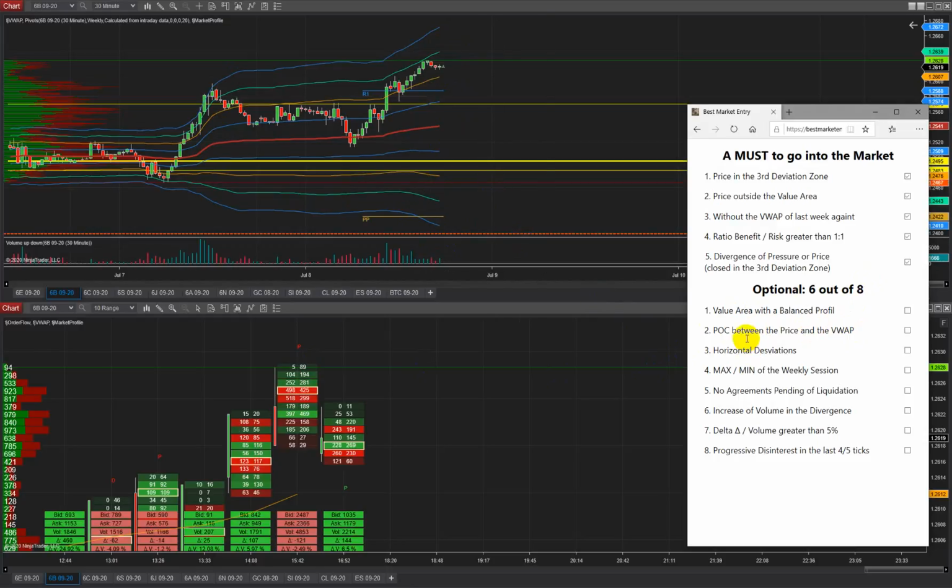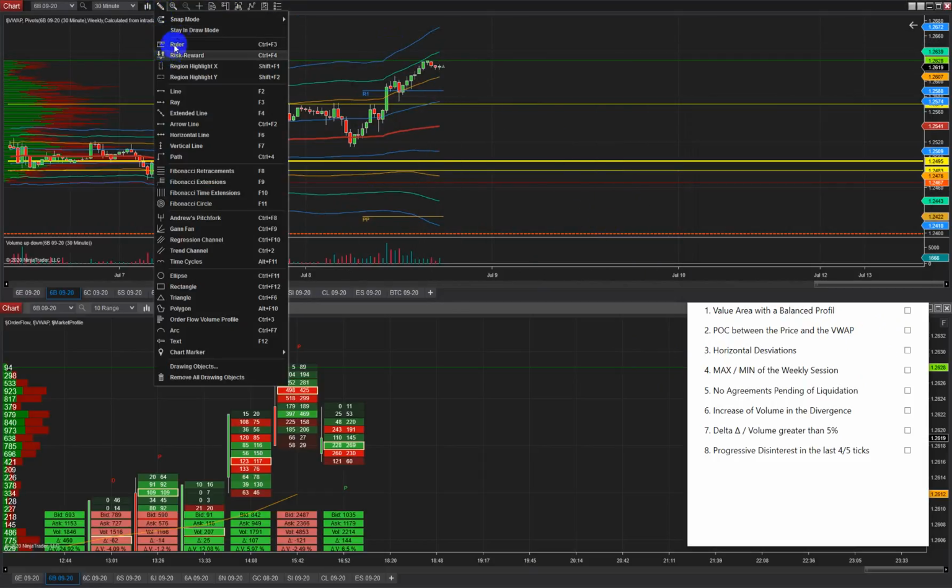6 of 8. Is the value area with a balanced profile? No. Look, the POC should be already here in the halfway, but it's not. It's very close to the value area low, so that's a no-go. Is the POC between the price and the VWAP? So the POC could be at least here. No, the VWAP is first. No-go. Are the deviations horizontal? I don't know here. They're pretty diagonal for me. So let's say that they are not 100% diagonal.